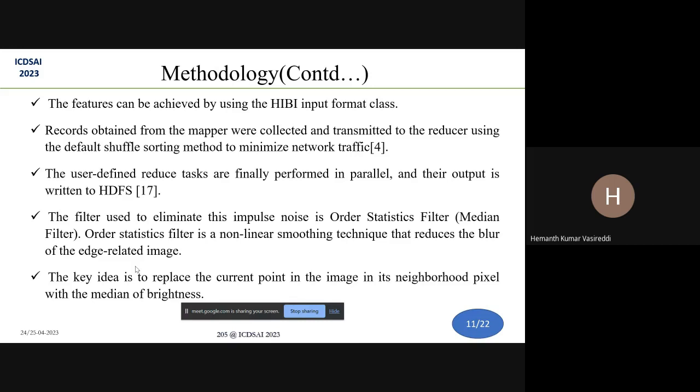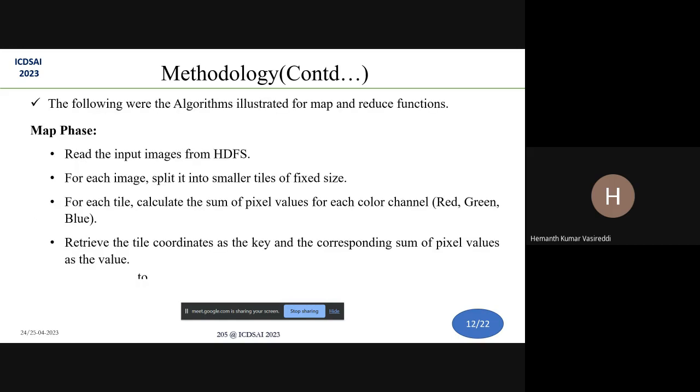One important thing we need to specify with respect to map and reduce is why we have chosen this Hadoop architecture. It is just because of MapReduce, where map and reduce will be performing in parallel, which will reduce the overall execution time, because they will execute in parallel. So the following were the algorithms that were used for the map and reduce functions.